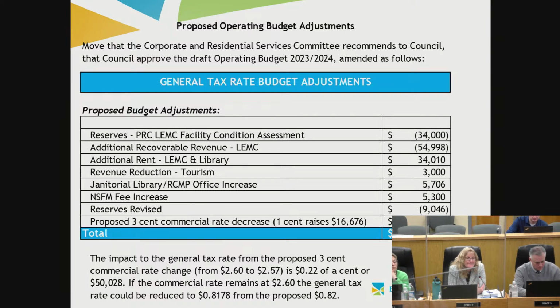Correct. Okay, because given the fact that our residents are facing such steep increases in assessments and the commercial increases are not nearly as dramatic as the residential increases, I'm not really inclined to have the residents fund a commercial decrease this particular year. That's just my opinion on that.